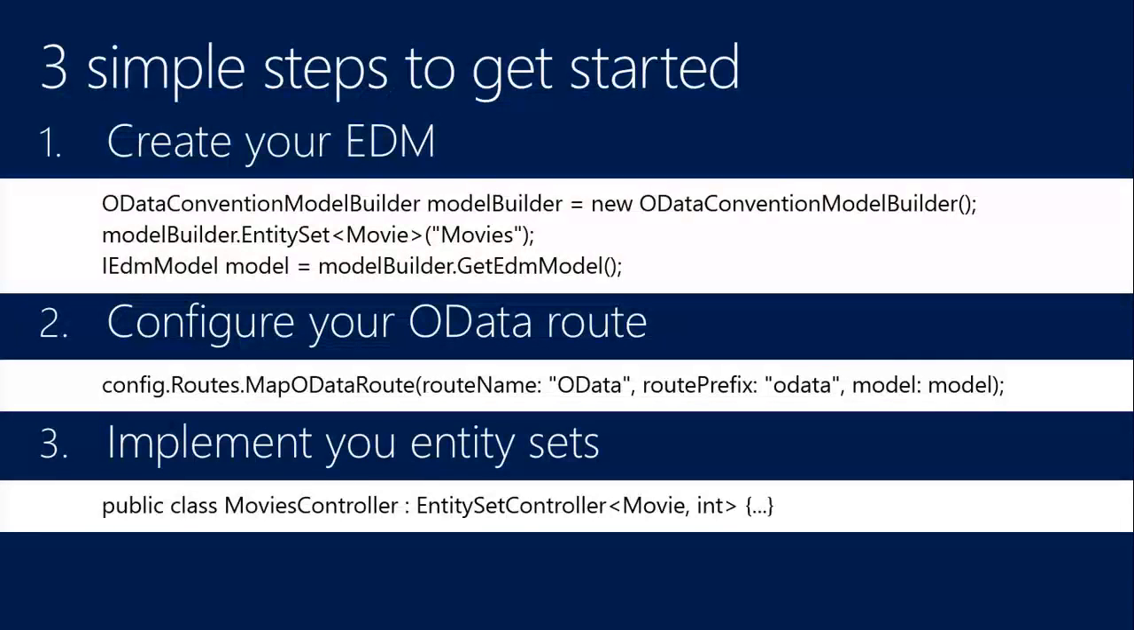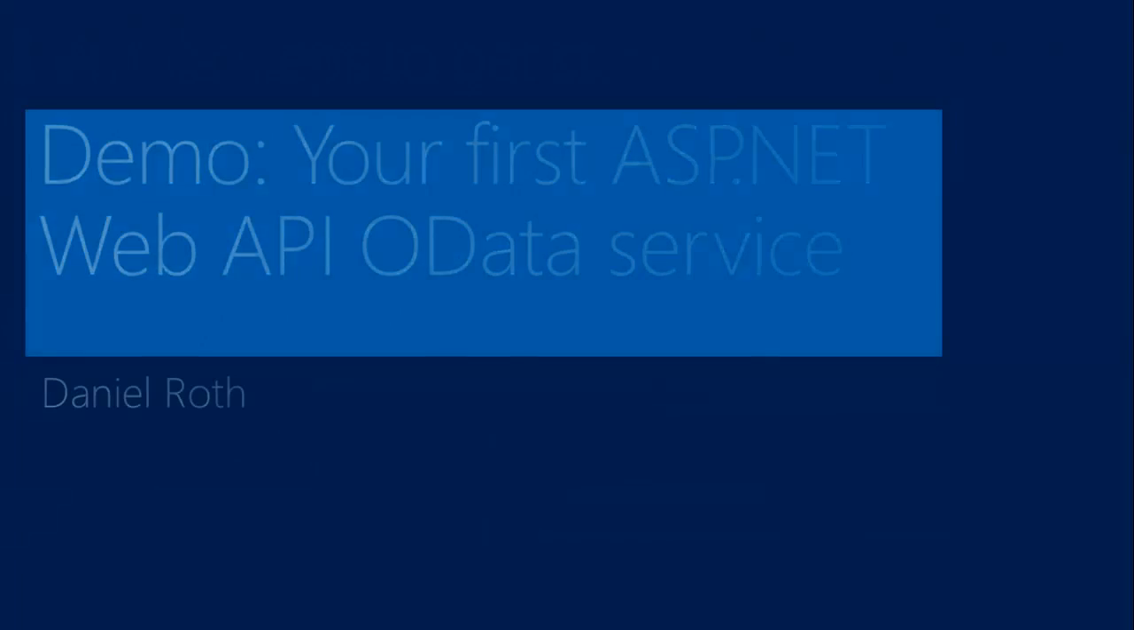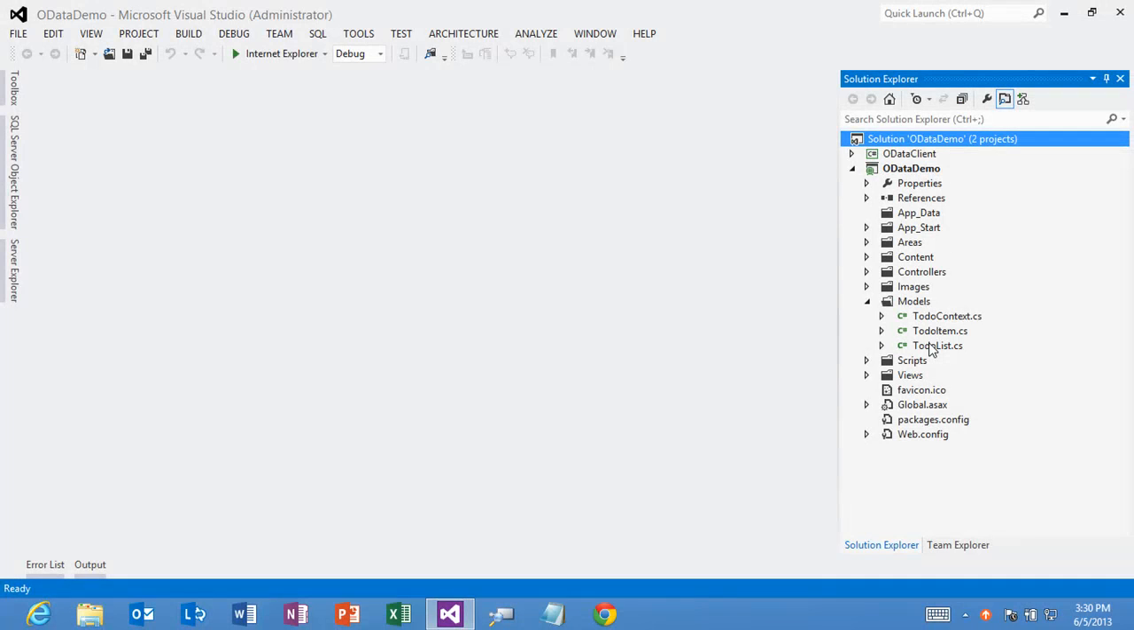In step 3, you then need to actually go and implement your entity sets, the top-level concepts in your service. So let's do it. Our first OData service built using ASP.NET Web API.